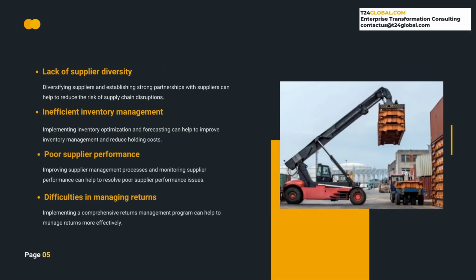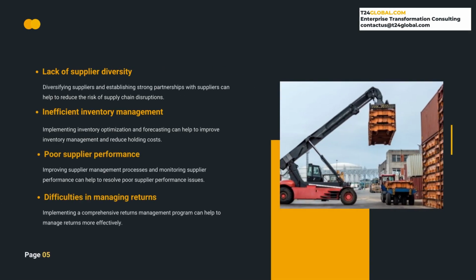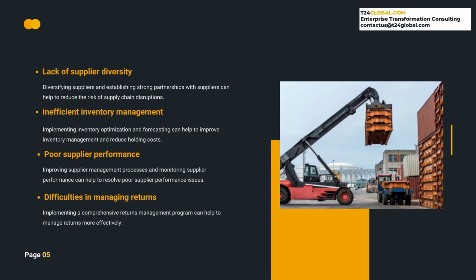Lack of supplier diversity. Diversifying suppliers and establishing strong partnerships with suppliers can help to reduce the risk of supply chain disruptions. Business operations activities involved in supplier diversity include supplier selection, supplier relationship management, and supplier risk management. The key persona involved is the supplier relationship manager. The related IT software customizations details include implementing supplier management software and integrating it with the ERP system.